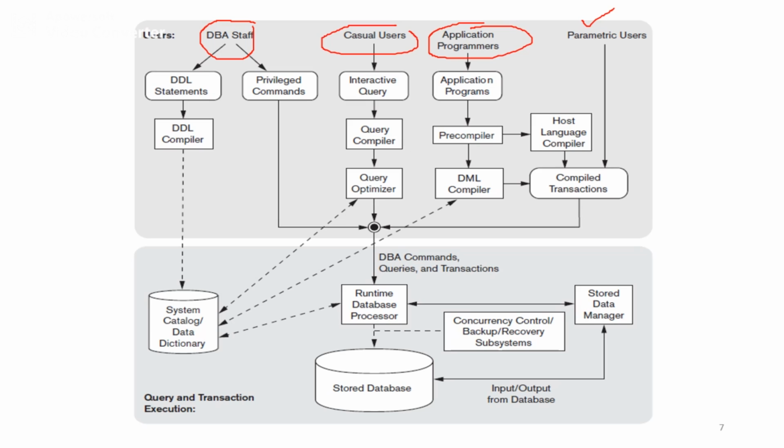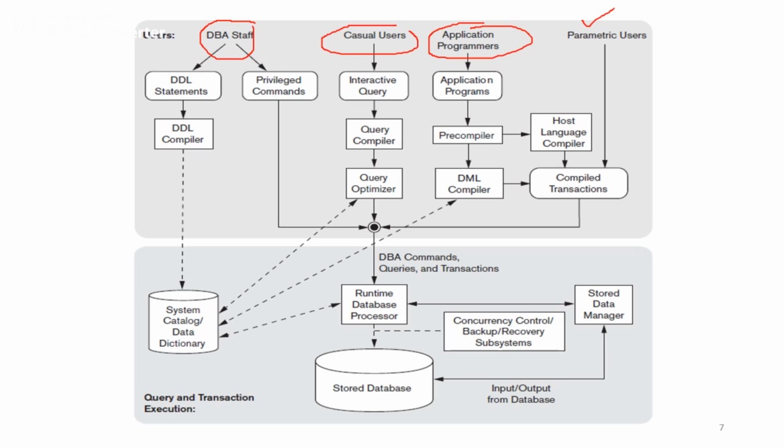This entire diagram is split into two sections. One is the users of the DBA, and the second is the DBMS execution components. This half is where the DBMS execution components will be, and these are the different sets of users. We will start with the first type of users, application programmers, second, parametric users, third, DBA staff, and last, casual users.